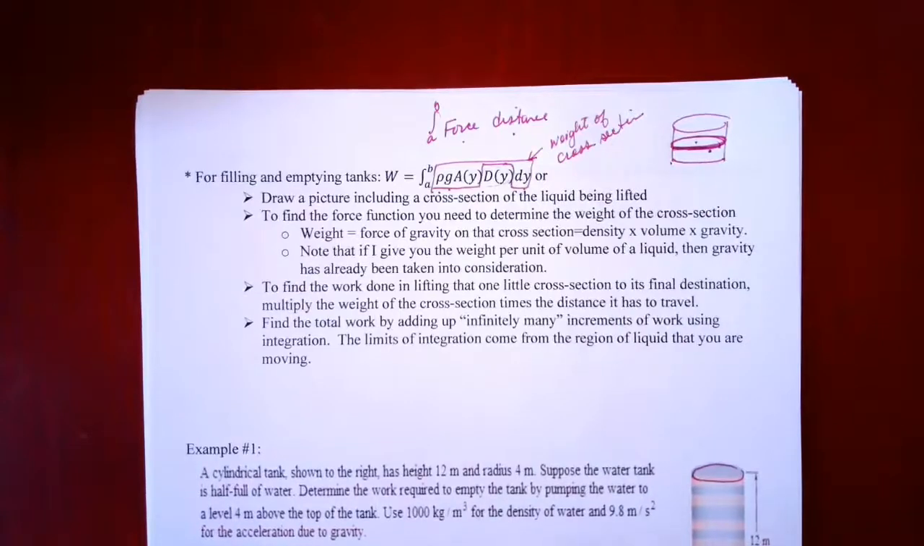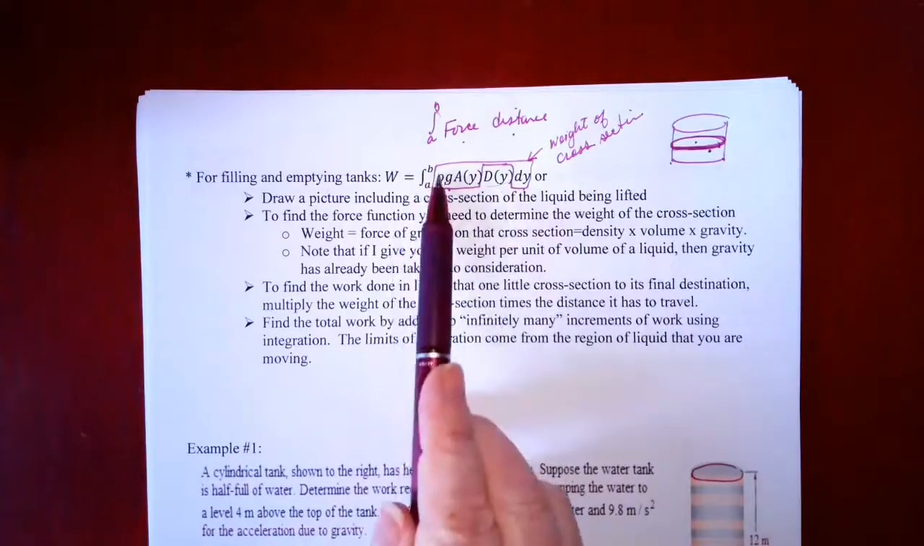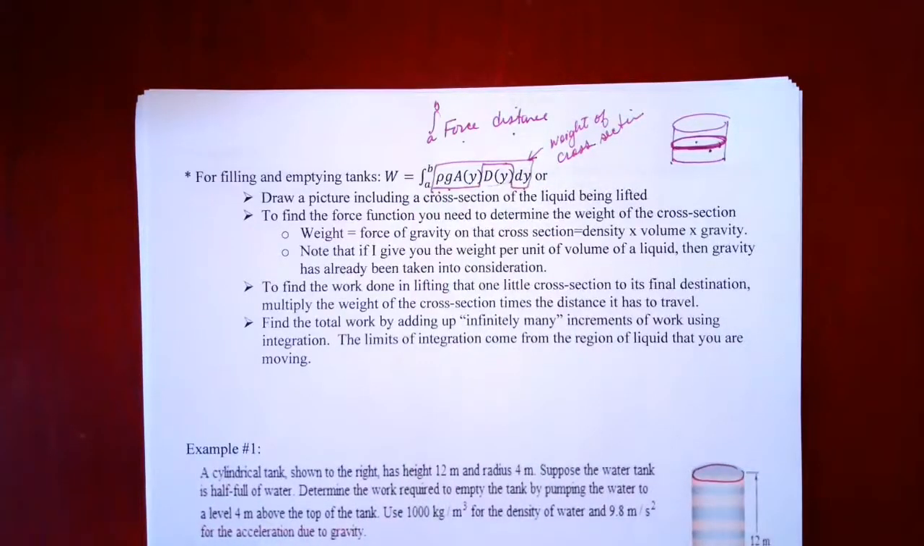So we're going to figure out the work done to fill or empty a tank. We're going to figure out the volume of one of the little cross sections of water or oil or whatever the liquid is. We're going to multiply by gravity and density to get the weight of that little cross section of liquid, then multiply by the distance it has to travel, and add all those up using integration.